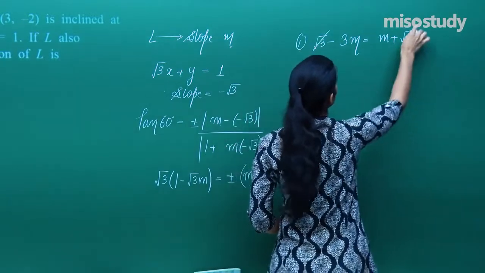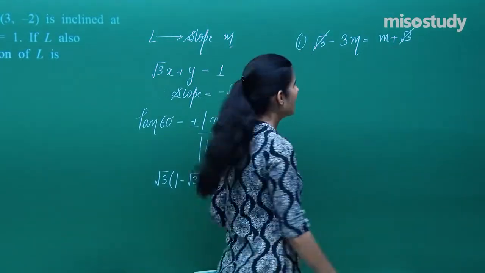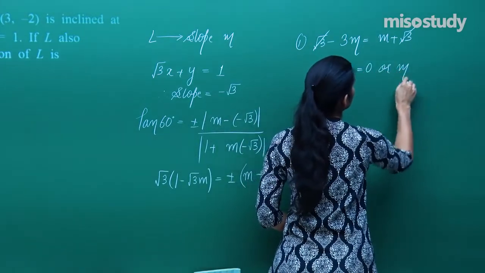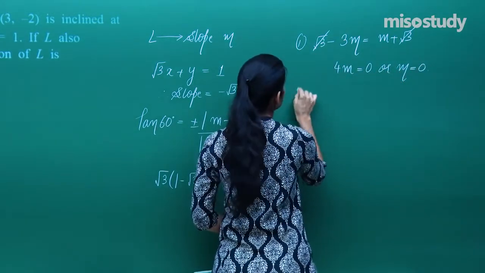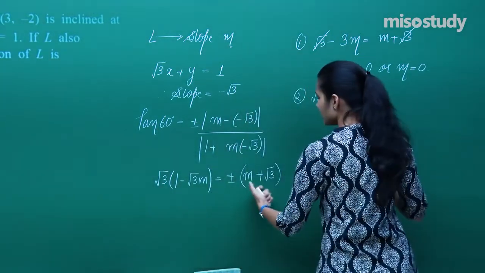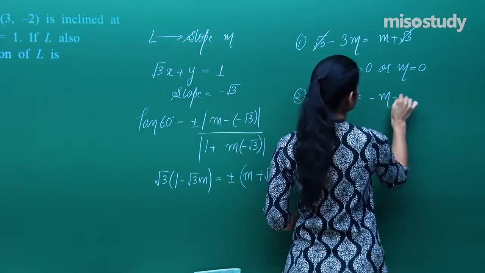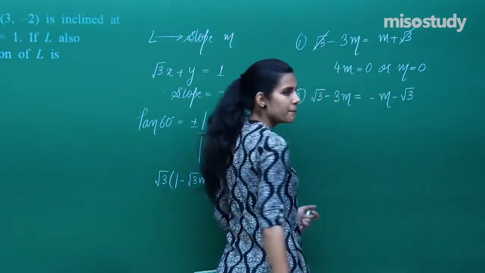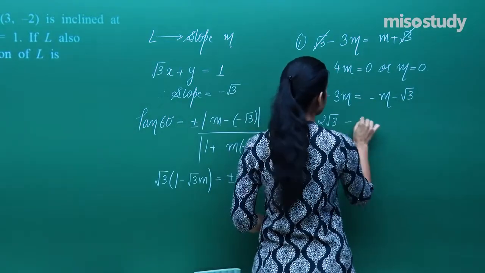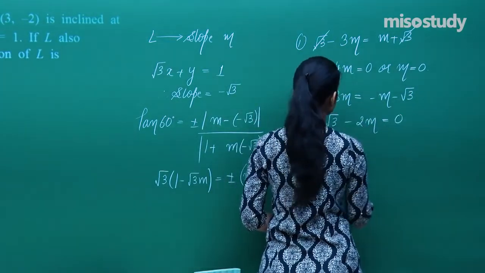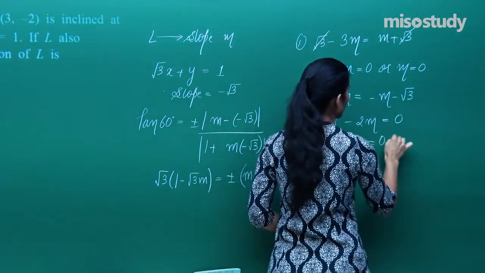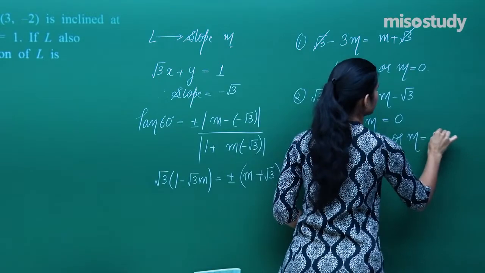So, from here root 3 gets cancelled. You have 4m equals 0 or m equals 0. And the other case can be root 3 minus 3m equals minus m minus root 3. So, root 3 plus root 3 gives you 2 root 3, minus 3m plus m is minus 2m, equals 0. 2 common, 2 is going to vanish, root 3 minus m is 0 or m is root 3.